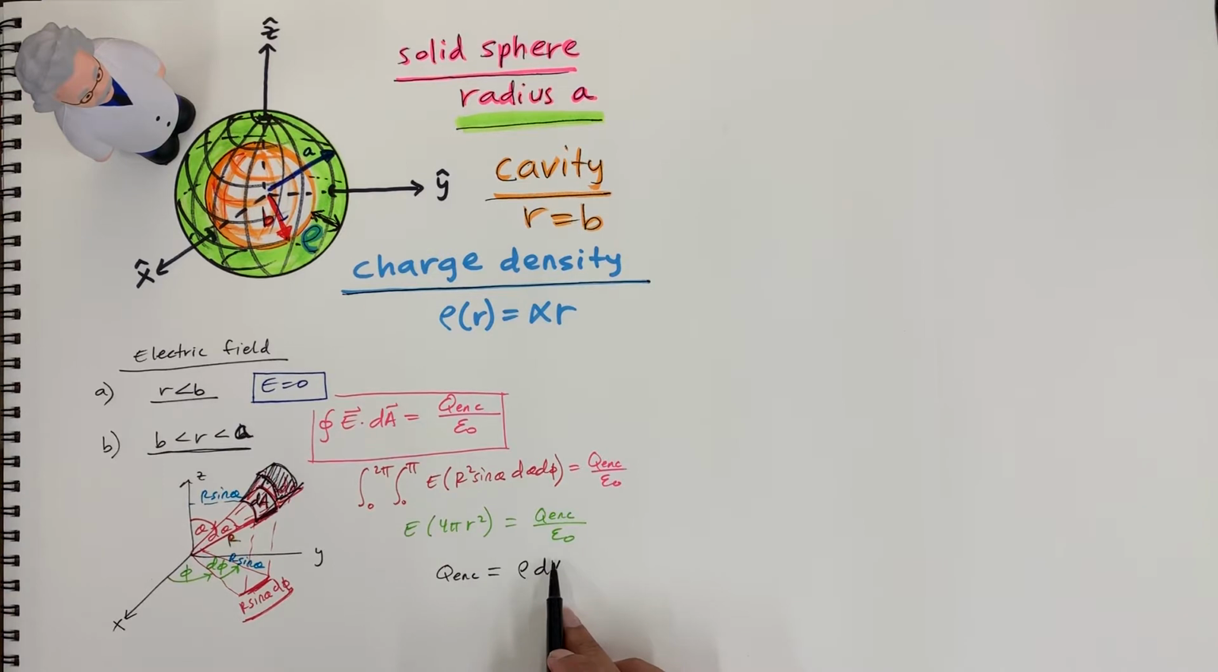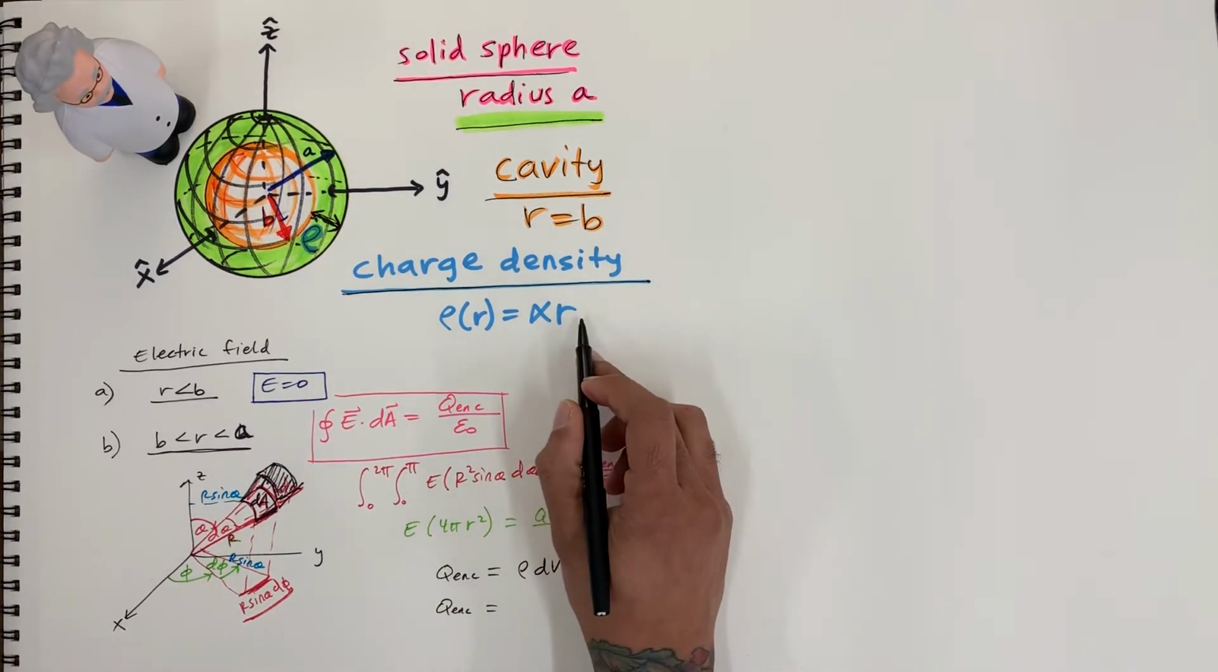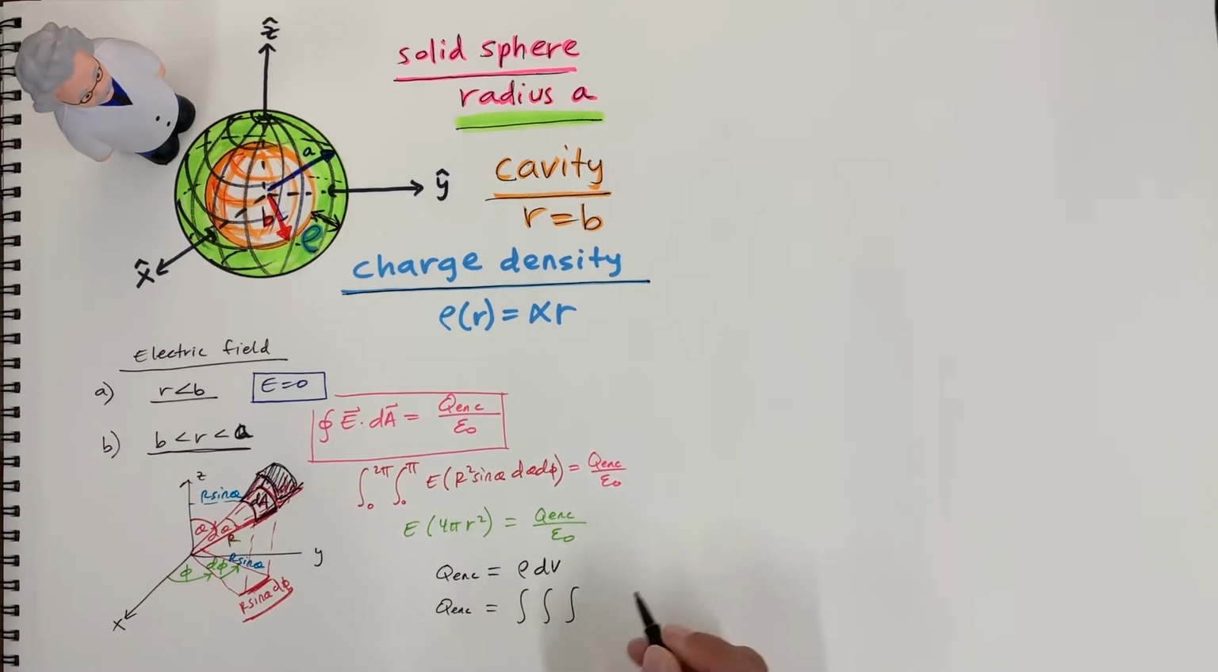And so then the differential volume becomes 3 integrals. Okay, so I'm just gonna write everything out. I'm gonna write Q enclosed, and the rho is alpha r. So let's write the 3 integrals first. I'm gonna write alpha r, that's the rho, and then here is gonna be r squared sine theta, just like it was here, except now we have dr d theta d phi.